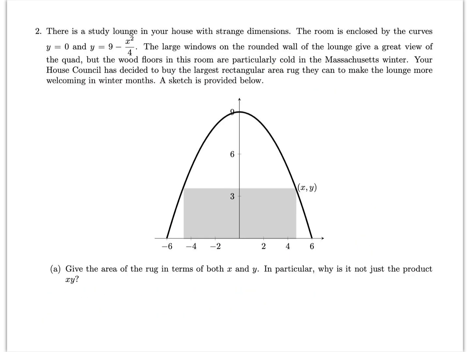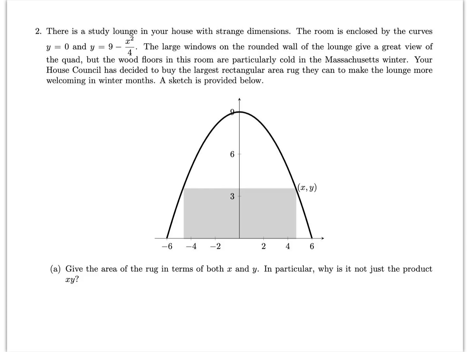Number 2: there is a study lounge in your house with strange dimensions. The room is enclosed by the curves y equals 0, which is the x-axis, and y equals 9 minus x squared over 4, which is this parabolic curve. The large windows on the rounded wall of the lounge give a great view of the quad, but the wood floors in this room are particularly cold in the Massachusetts winter.